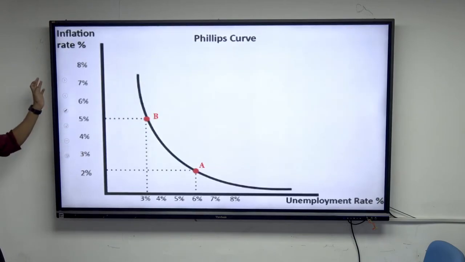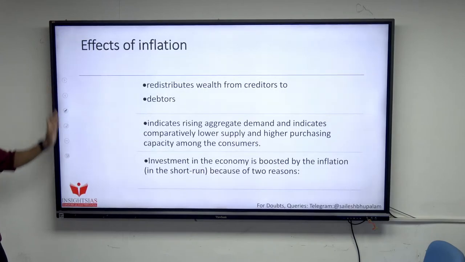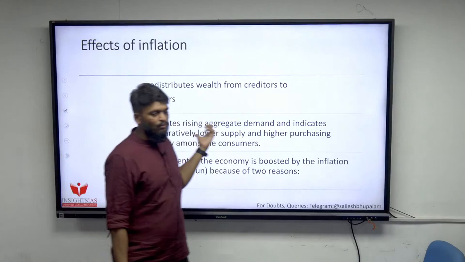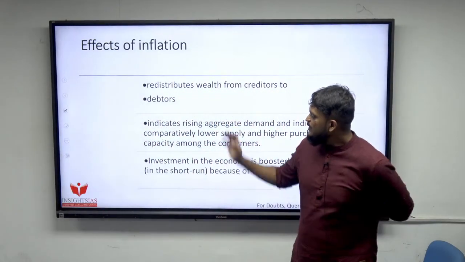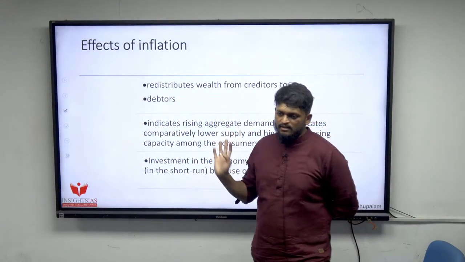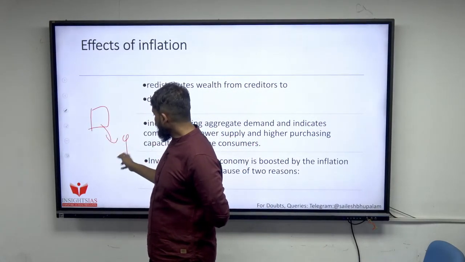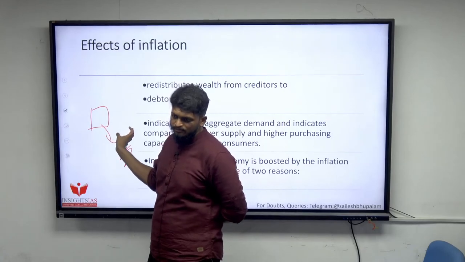This part, among all the graphs that we have already seen, we saw Phillips curve. Coming to effects of inflation, one aspect is important. It redistributes wealth from creditors to debtors. That means whoever is giving the loan will not benefit much. Whoever is taking the loan will benefit more.